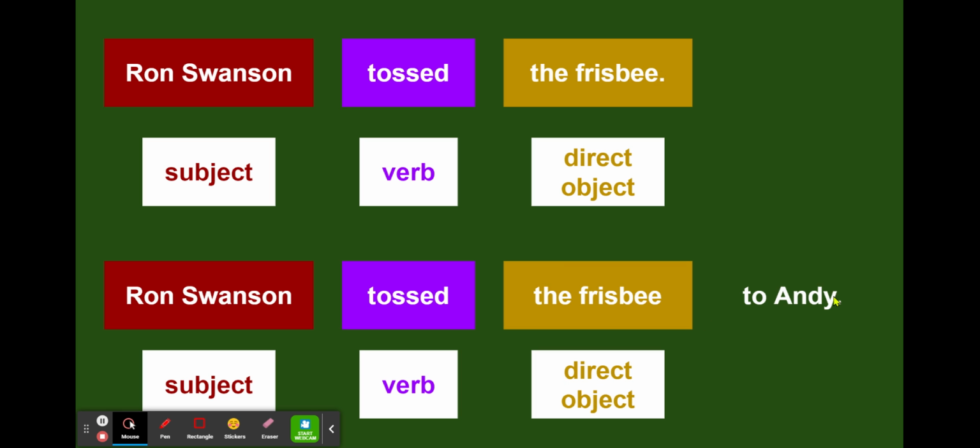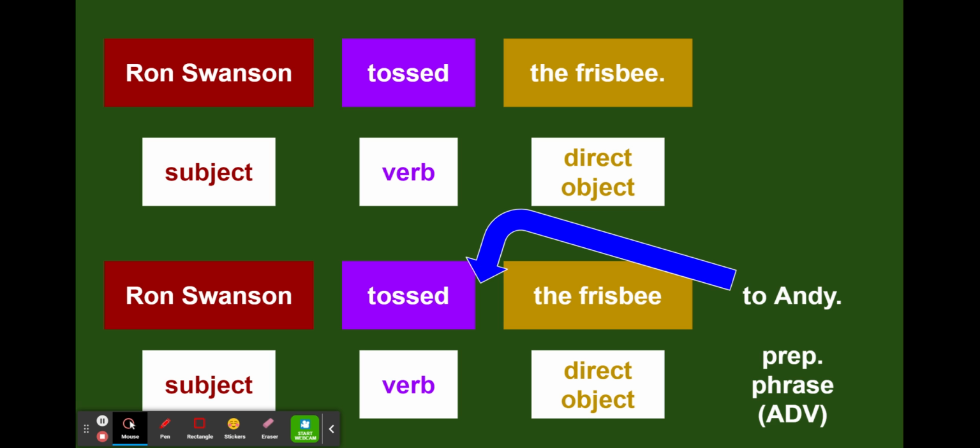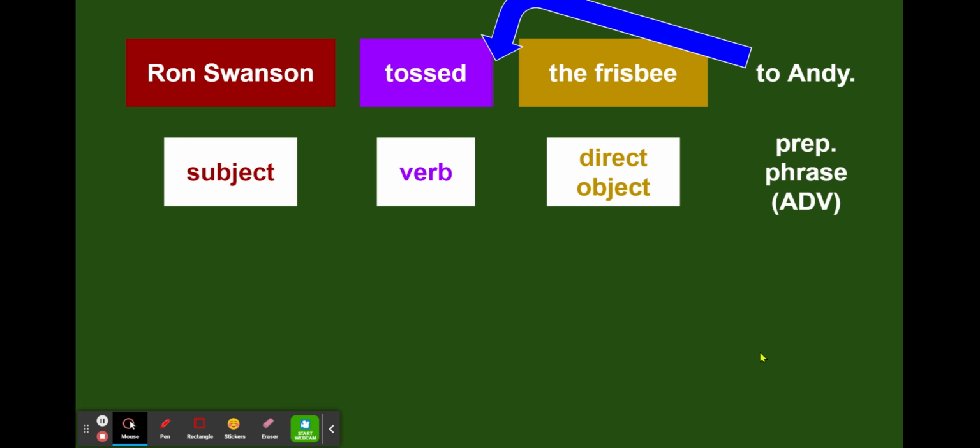But now this phrase at the end, this prepositional phrase, it doesn't give us an essential piece of the sentence. It is actually functioning as an adverb. It's telling us where the Frisbee was tossed, so it's functioning as an adverb. And so it's modifying the verb tossed. Now, in this case, we have a prepositional phrase that's an adverb.